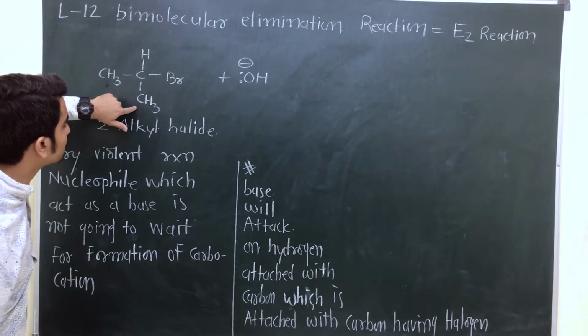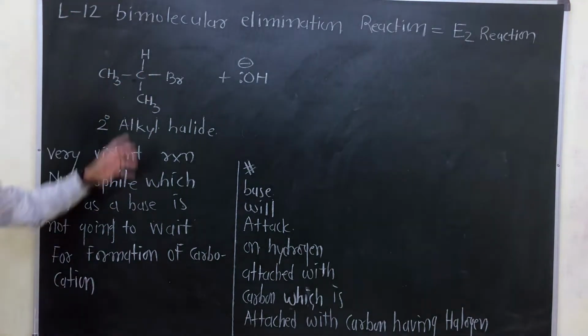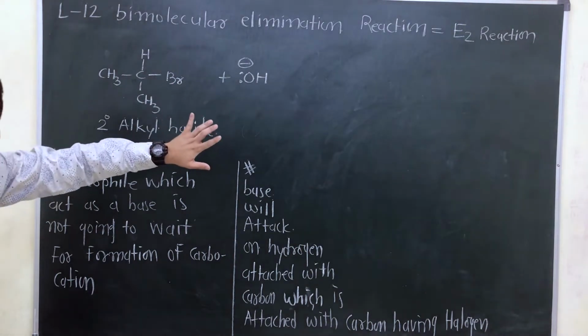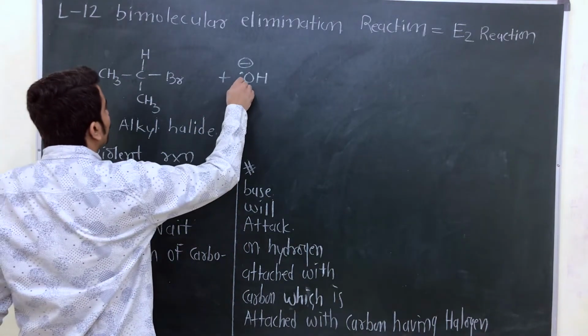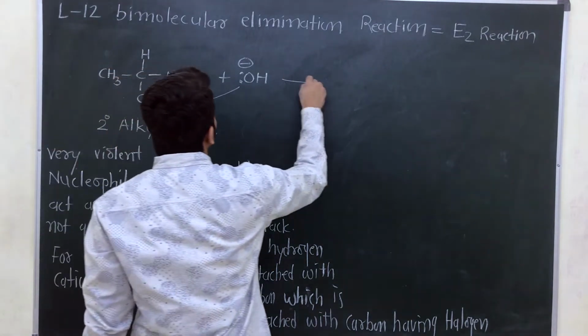Clear? Because this carbon is attached with a carbon which is attached with a halogen atom. Is it clear, my dear friends? So OH is going to attack on this hydrogen, and what will happen? Please check.